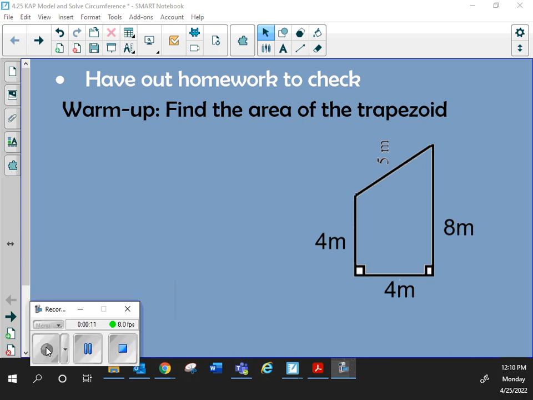So we have a shape on this board. What kind of shape is it? Trapezoid. How do I know? Raise your hand again. How do I know it's a trapezoid? Four sides and there's only one set of parallel sides. There's another, more obvious way to know that it's a trapezoid.